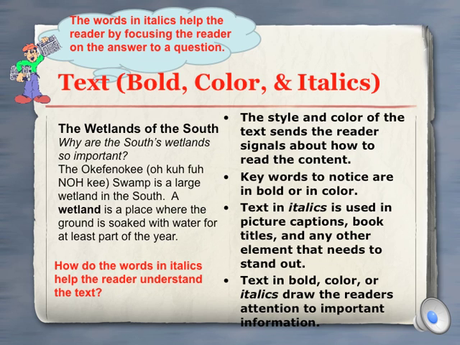If you look on the left where it says the wetlands of the South, that is bold. In different colors is when the text is in a different color. And italics is when the letters are slanted. So beneath the bold, the wetlands of the South, you'll see the sentence, why are the South's wetlands so important? You can see it's slightly tilted to the right. That's what italics is.